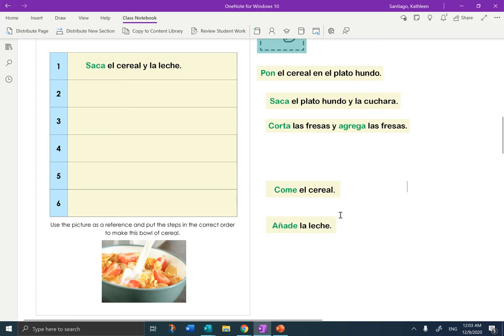Please continue and put the other 5 steps in order. Really looking at the bowl of cereal is going to help because the strawberries come after the cereal and the milk and before you eat it. So think about that when you're putting it in order.